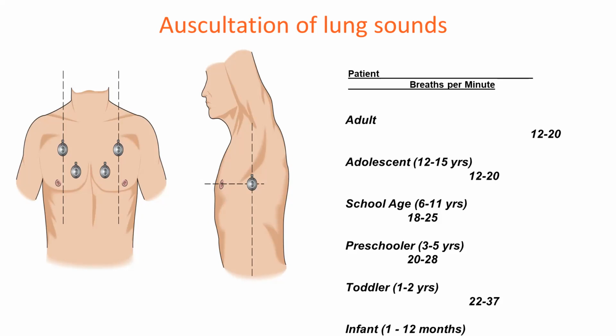All right, know these different rates here. The breaths per minute, it looks like it's a little bit messed up when we upload it here, but you can see normal for adult is 12 to 20 breaths per minute. Adolescents is 12 to 20. School age 18 to 25. Preschool is 20 to 28. Toddler 22 to 37. And then our neonates are 40 to 60 times a minute. Wow, they breathe really fast, right?